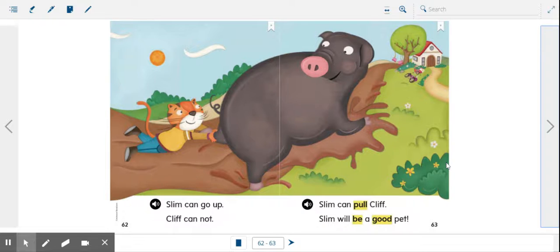So if we go back to our essential question, what makes a pet special? So in this story, I think that Slim, and we talked about this in class, I think Slim would be a good pet because look, he's helping out his owner, Cliff.